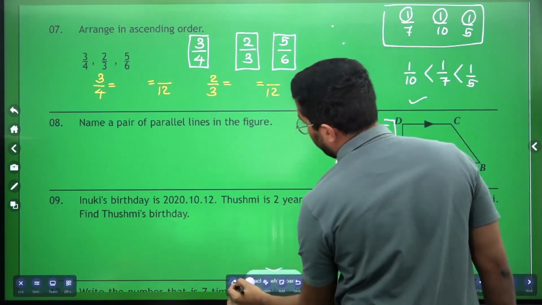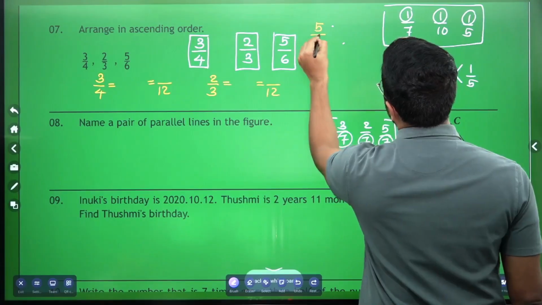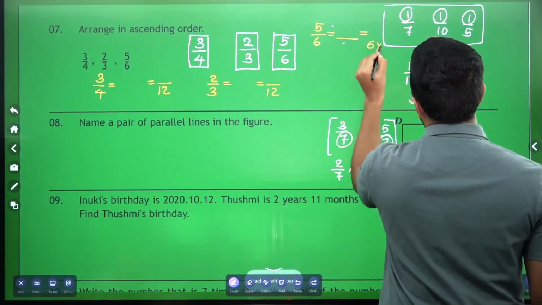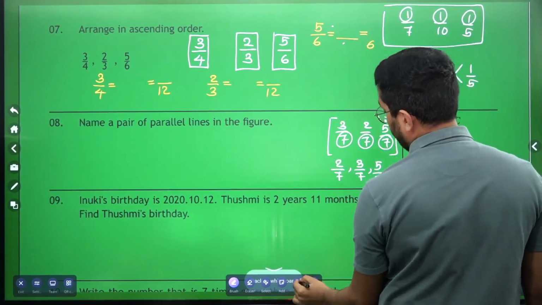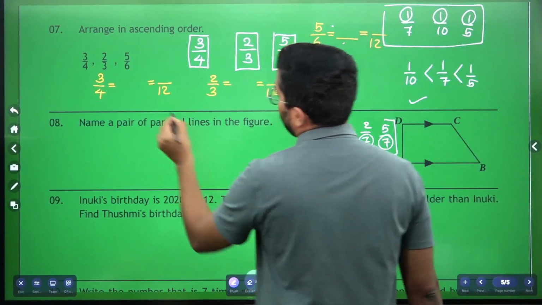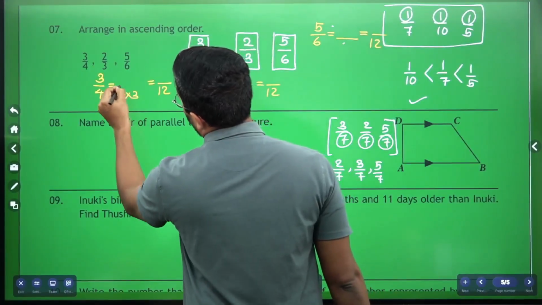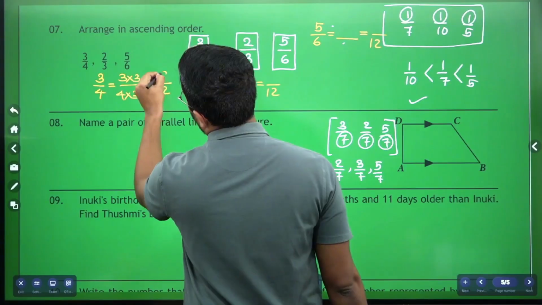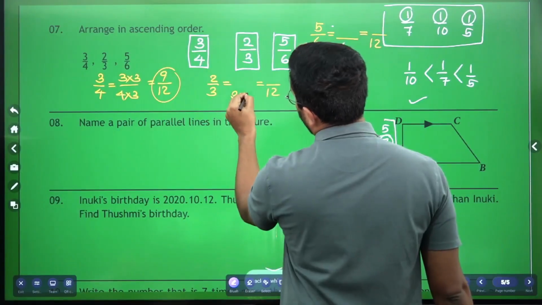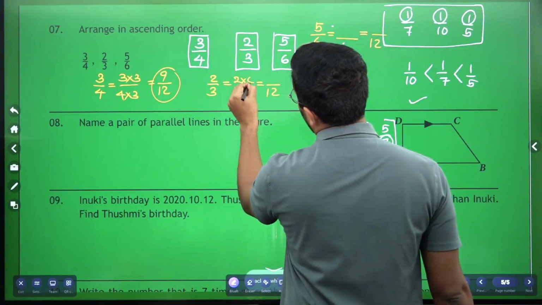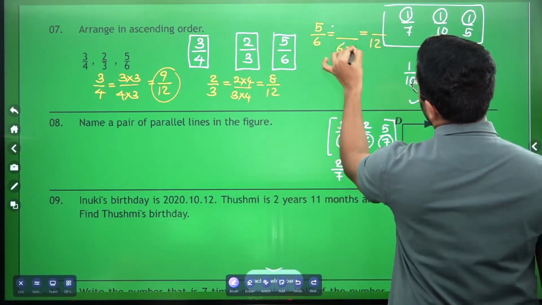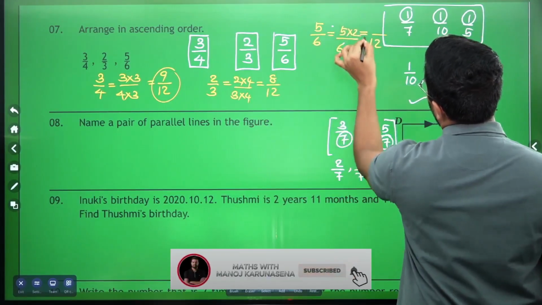Okay, the next fraction is 5 over 6. Let's change the denominator and convert it into 12. So what we have to do here is multiply both numerator and denominator by 3. So 3 times 3, 9, 4 times 3, 12. For the next fraction, let's multiply 2 and 3 by 4. 2 times 4, 8, 3 times 4, 12. 6 multiplying by 2, 5 is also multiplying by 2, giving 10 over 12.